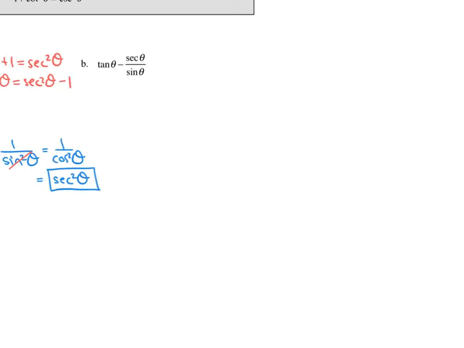In this next one, we have 2 terms, so I think I'm going to try and combine them. First I'm going to write them both as fractions. So tangent is the same as sine theta over cosine theta, minus, I'm going to rewrite secant theta as 1 over cosine theta, over sine theta. And that's the same as sine theta over cosine theta minus 1 over cosine theta sine theta.